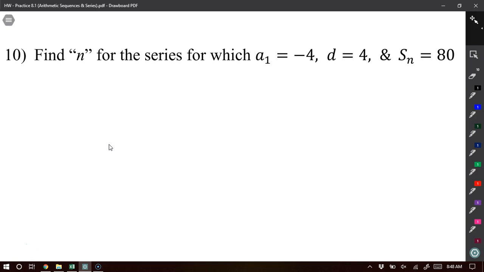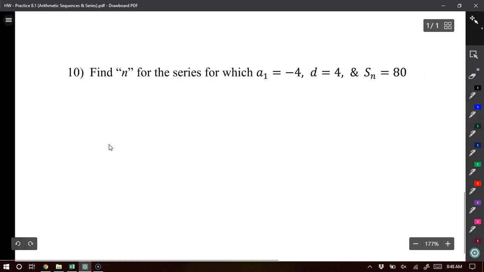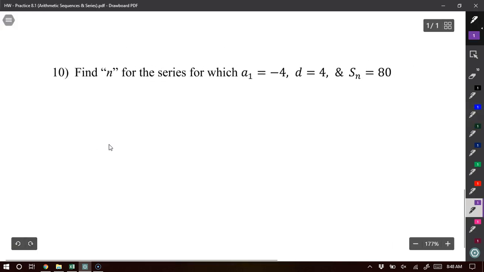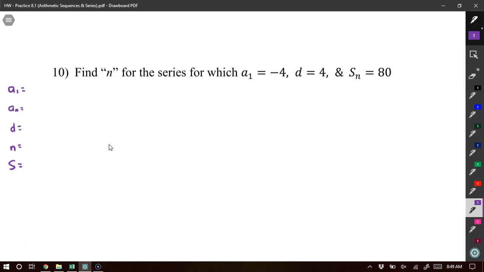80. Now, I'm going to make a list off to the side of all the variables in the formulas that we have for sequences and series. A1, we have an a sub n, we have a difference, we have an n, and we have a sum. If I were to think of my sequence formulas and my series formulas, those are the variables that are in them. I know it's listed off here, but I'm going to still fill it in.